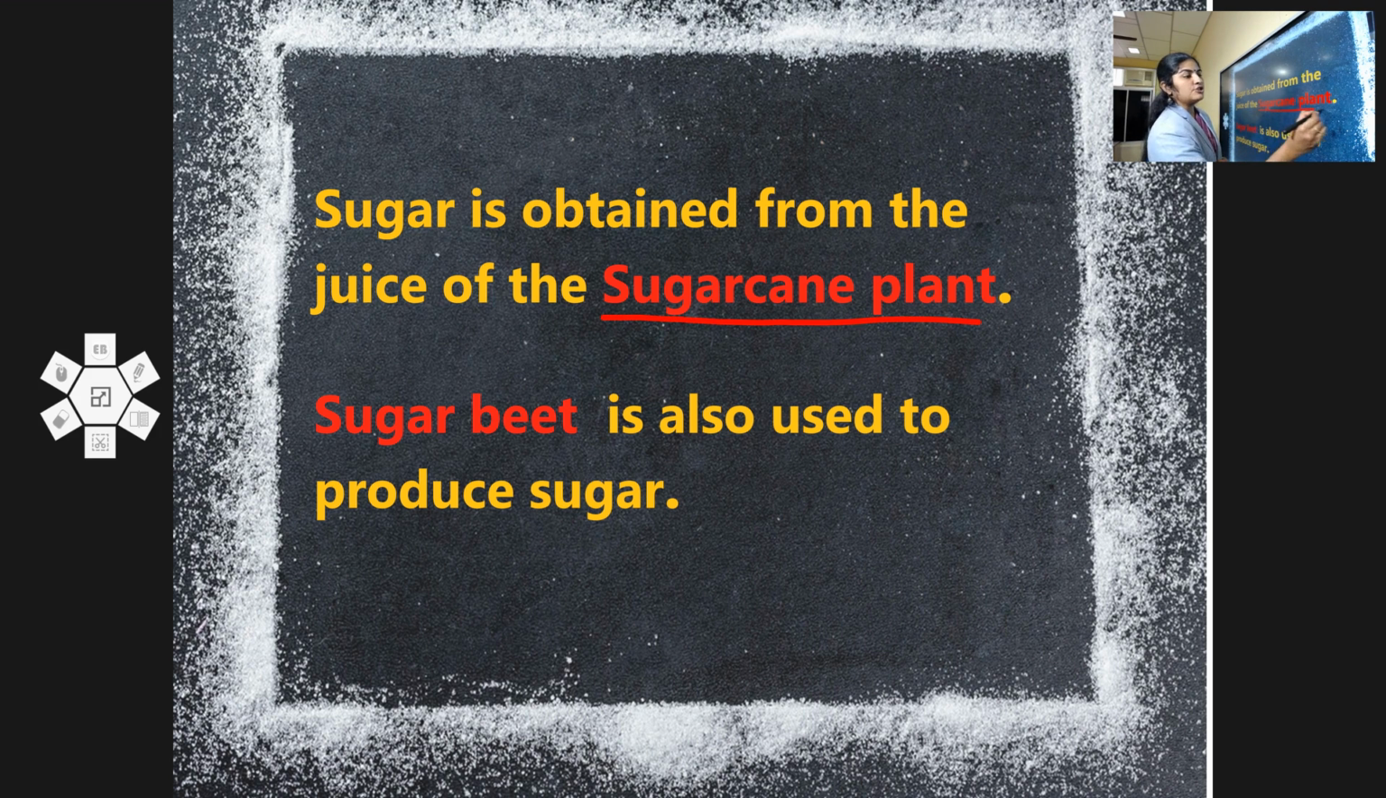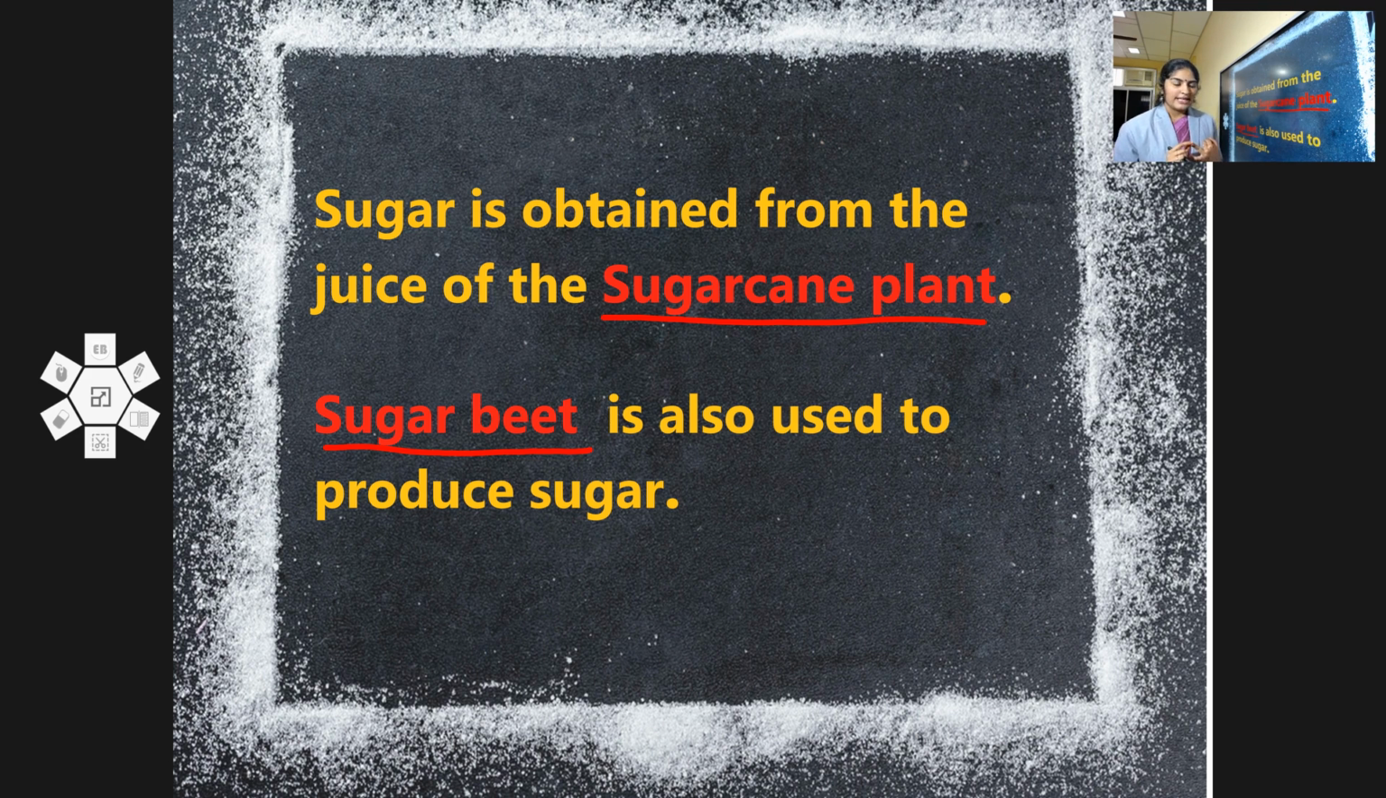Yes. The first one is sugar cane. Do you know sugar cane? Do you like to eat sugar cane? Tell me which part of the sugar cane plant you eat. You eat the stem of sugar cane. So from the sugar cane plant we get sugar. The second plant is sugar beet. Sugar beet is also used to produce sugar. So mainly we get sugar from two plants: first one sugar cane, second one sugar beet.